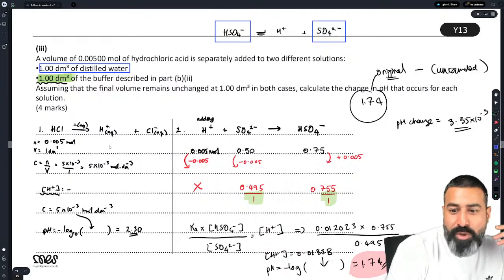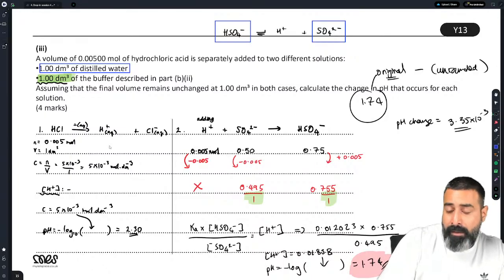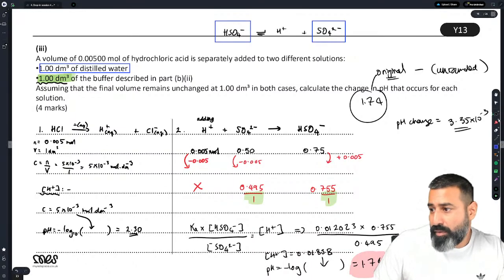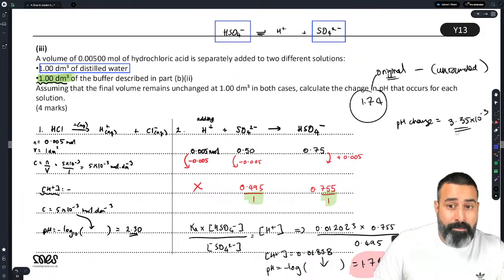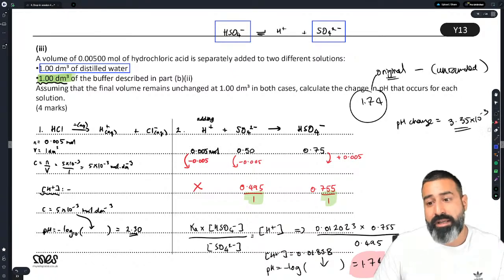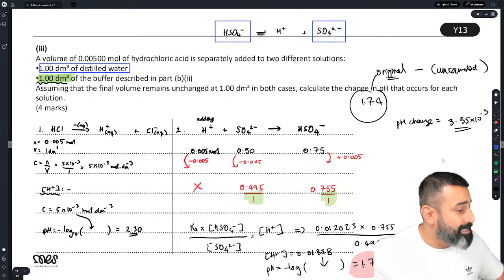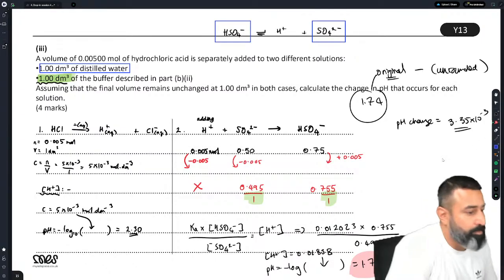How do you know when to do an ice table? So, when you're doing a buffer and you're adding one thing, either the H plus or the OH minus to the buffer solution, you're probably going to have to do an ice table to work out what is in excess and what's in limiting amount.